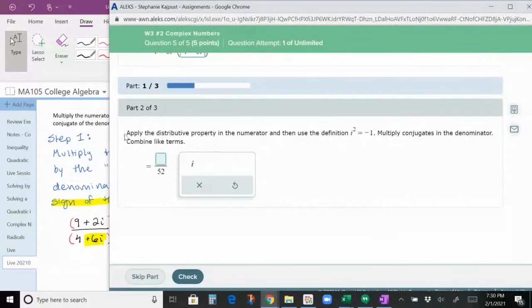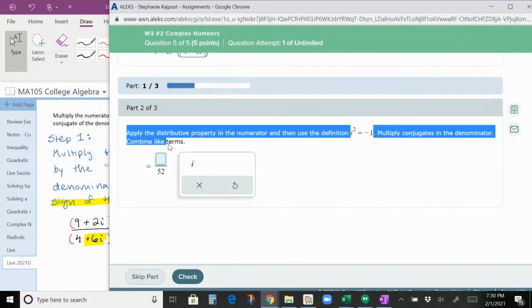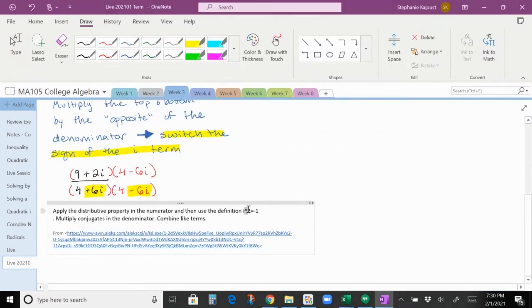So part 2, it says to apply the distributive property in the numerator, then use the definition I squared equals -1, multiply the conjugates in the denominator, combine like terms. It's giving us like 5 different things to do here. This little caret symbol we use to indicate an exponent if you're typing, and that also works if you're typing it into Alex. You can use that and it'll put it in the exponent.